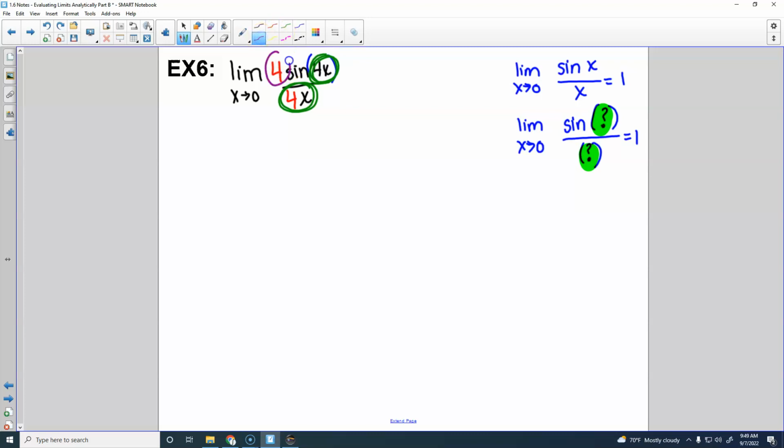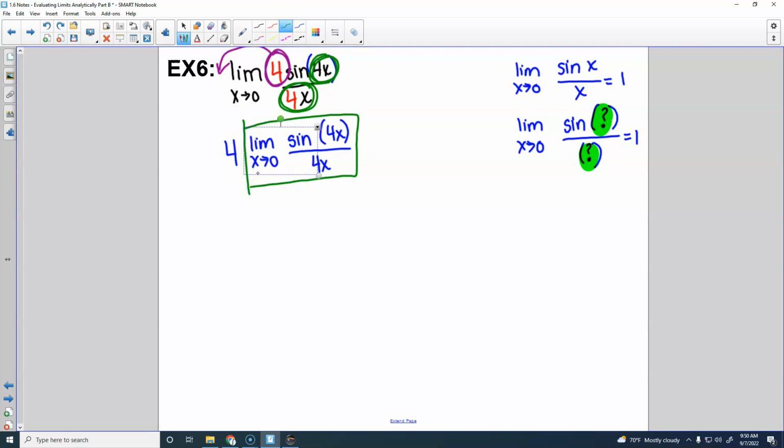And this 4 is a coefficient. It can be pulled out front. So I'm going to have 4 times the limit as x approaches 0 of sine of 4x over 4x. And all of this stuff right here, that's the same as the limit as x approaches 0 of sine x over x. So that stuff all equals 1. So I've got 4 over 1, which is going to give me 4.